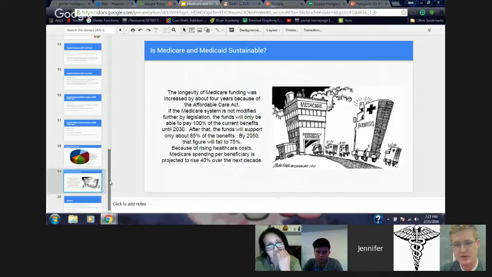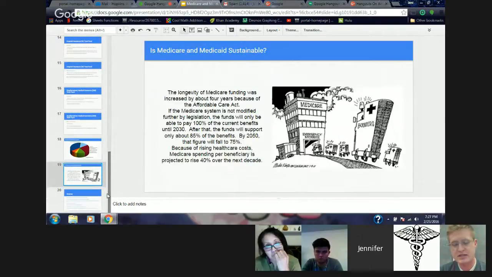One thing really interesting that we found is that if left unchecked, if new government legislation doesn't come out, then the current benefits available to Medicare recipients will only last until 2030. After that, the benefits will have to be reduced in order to be sustained by the funds that are available. Something that I didn't know before is that the Affordable Care Act, or Obamacare, actually extended the life of Medicare by about 4 years. So if the government is able to make more legislation concerning this issue, then it could be extended farther.